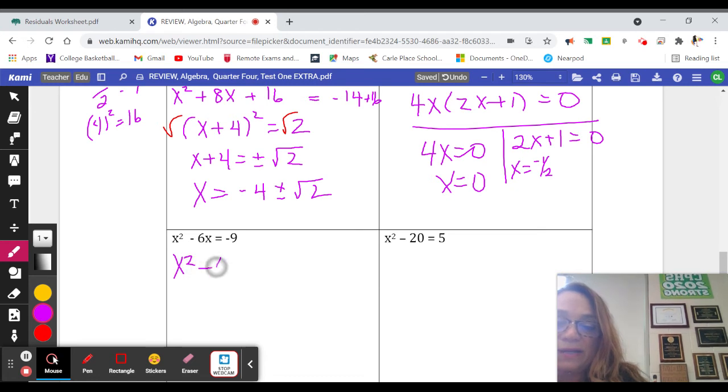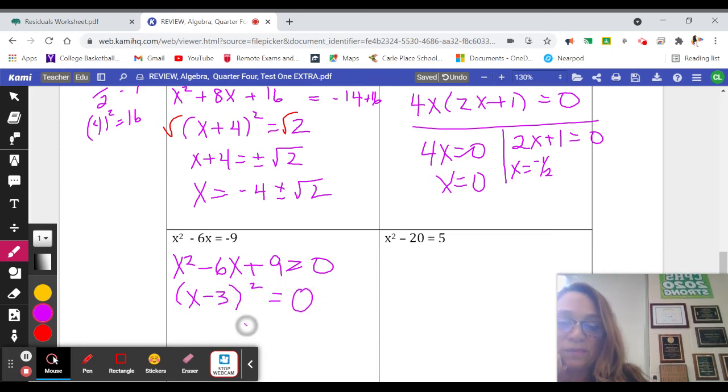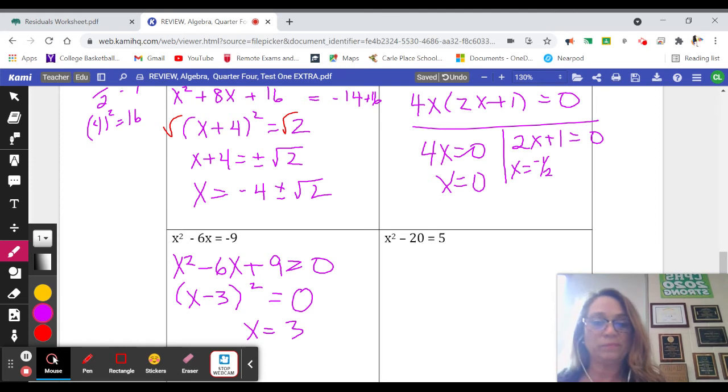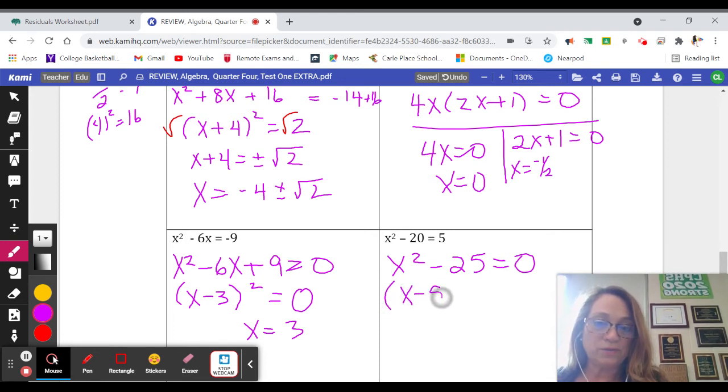x squared minus 6x plus 9 equals 0. That's going to be factored into (x minus 3) squared. It's a perfect square trinomial, so x equals 3. Okay, x squared minus 25 equals 0. That's the difference of two squares, so (x minus 5)(x plus 5). So x equals 5, x equals negative 5.